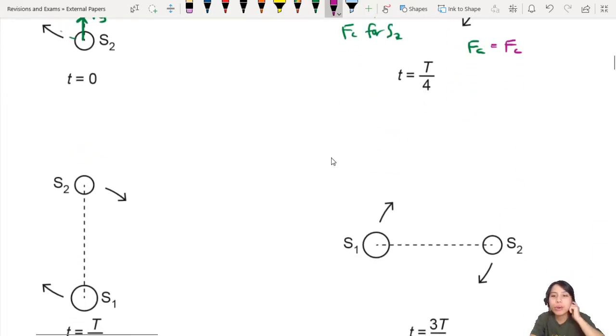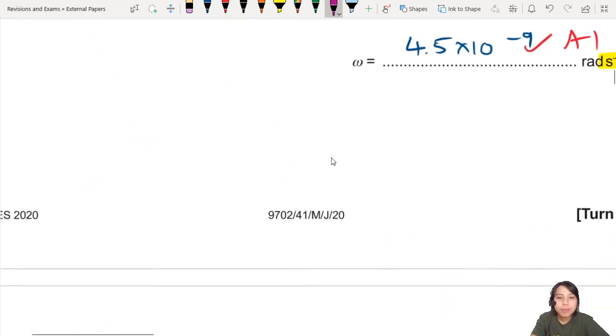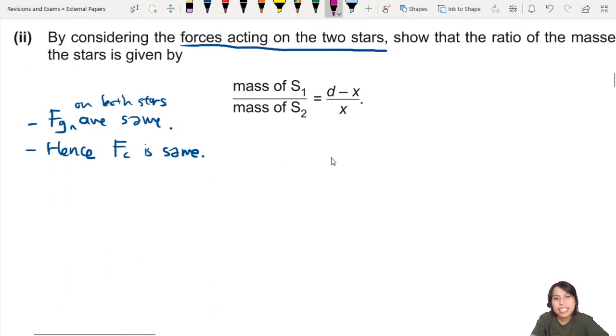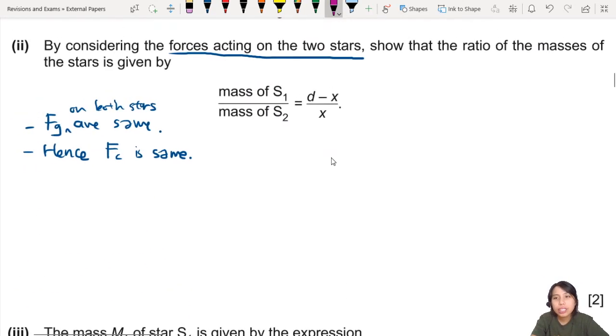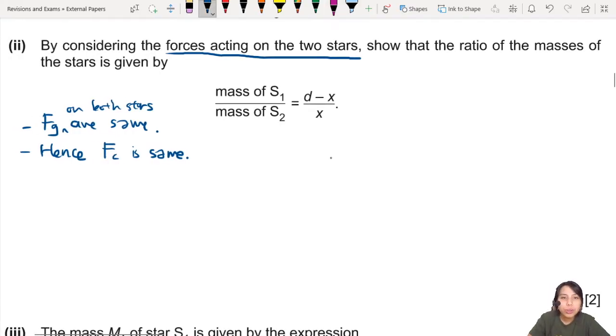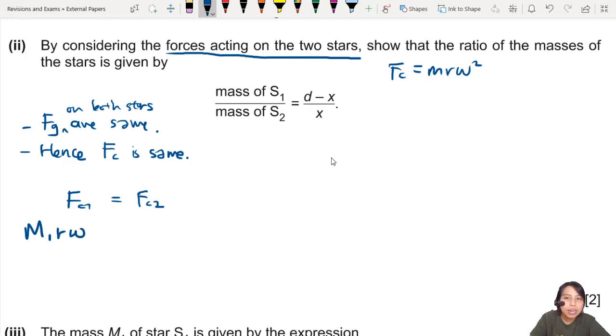Everything is the same, so you can equate, choose whatever equation you want to equate. I think here, let's try equating the centripetal forces of both of them. So for star 1, centripetal force 1 equals centripetal force 2. What shall we use? Reminder, F equals M r omega squared. Let's use that. So M1 R omega squared equals M2 R omega squared.